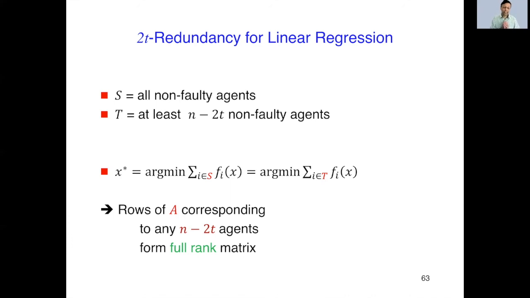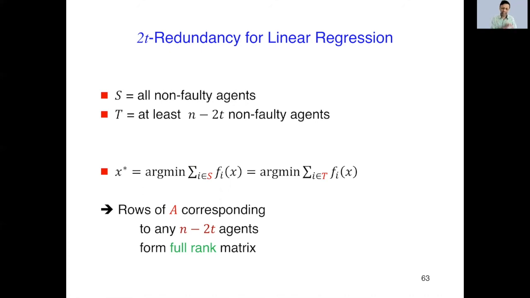But a 2T redundancy condition requires not only that x star be equal to the solution of the optimization problem over all the agents, but in particular, we need the argmin of the aggregate cost function over all the good agents to be equal to the argmin of the aggregate cost function of any n minus 2T agents. That's the condition we saw earlier for 2T redundancy. If that condition is true, then we know that we can have T resilience. In particular, we can compute x star.